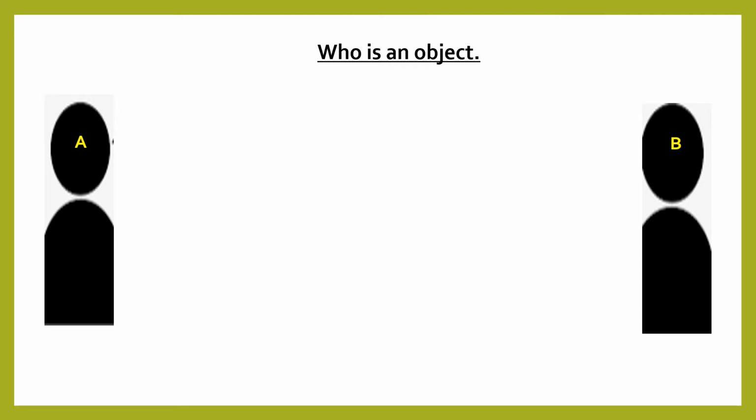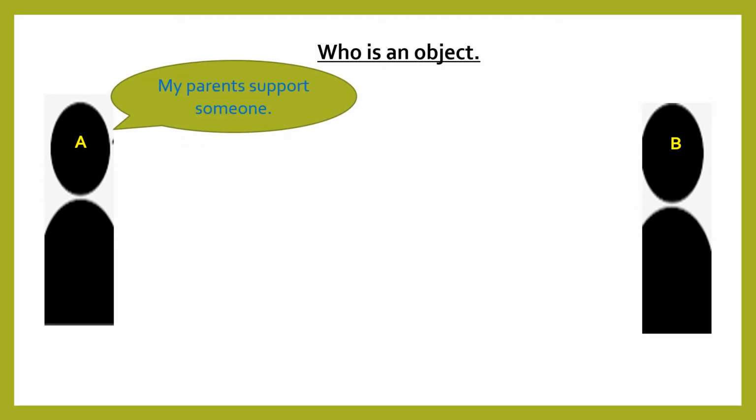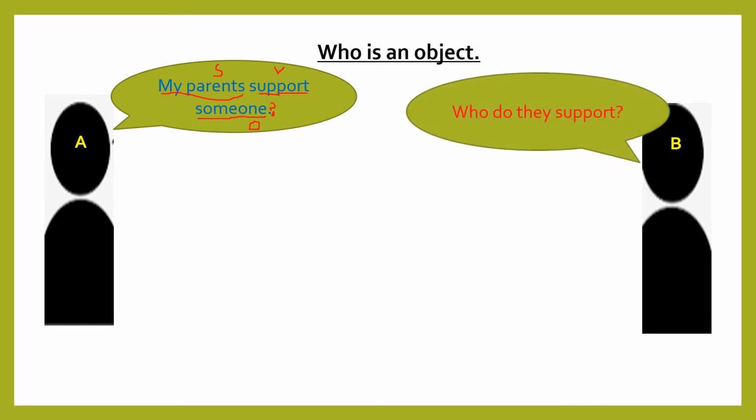Okay, we are going to look at questions with who, and it is an object in a sentence. For example, A says, my parents support someone. My parents is a subject and support is a verb. Someone is an object. And B wants to ask about who that someone is. So we need who. Someone becomes who, and we say who first, the question word first.